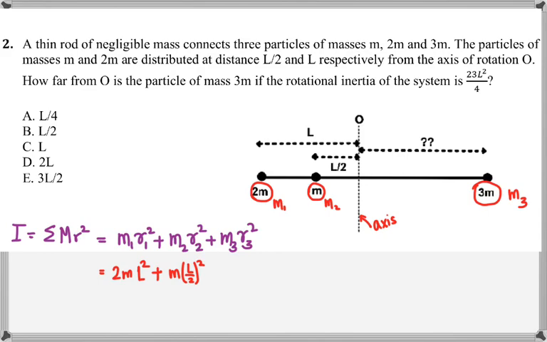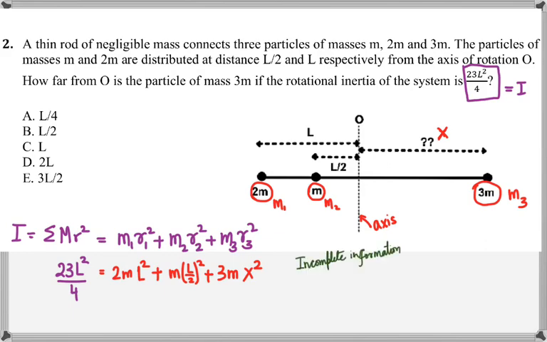M is at a distance of L by 2 and m3 is 3m whose distance is not known. We are taking it as x square. The moment of inertia is given as 23 L square by 4. Now in this equation we can see that we have three variables. One is L, one is M and one is x. That means three unknowns, and hence we cannot solve this equation. That means it's an incomplete information.